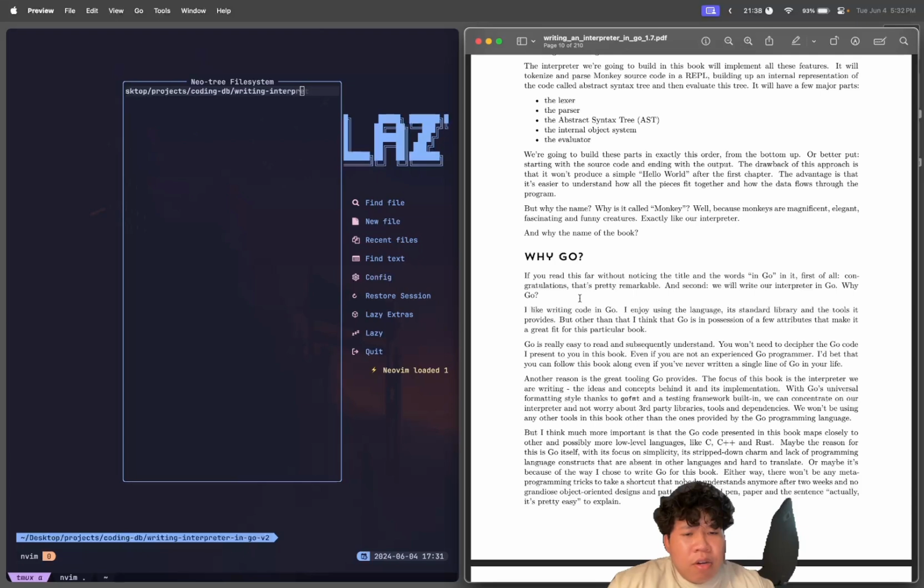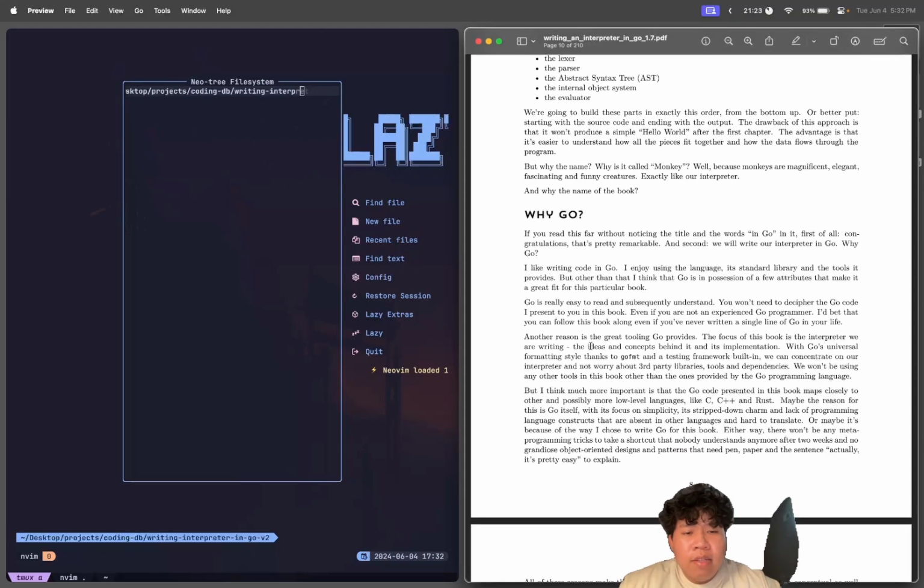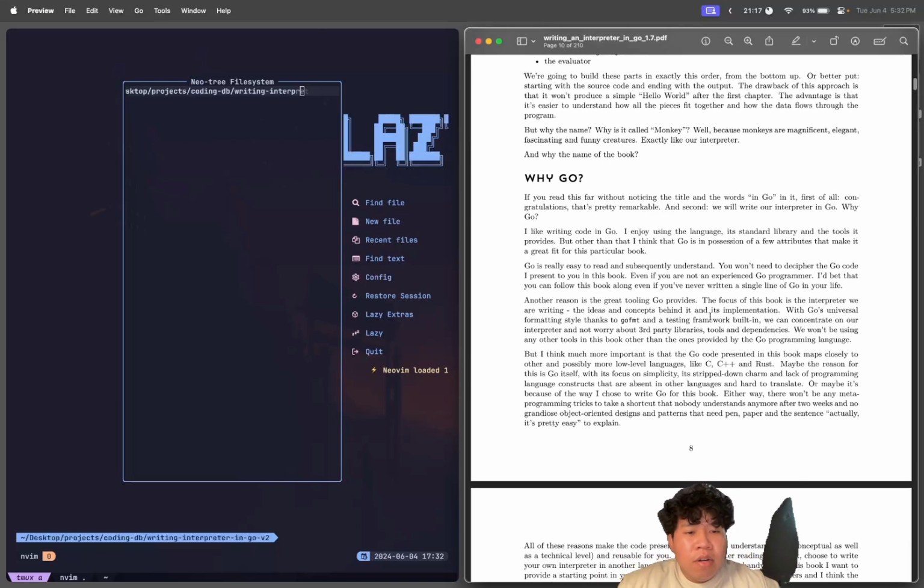I like writing code in Go. I enjoy using the language and the standard library and tools it provides, but other than that, I think that Go is in possession of a few attributes that make it a great fit for this particular book. Go is really easy, and subsequently easy to read and to understand. You won't need to decipher the Go code I present to you in this book. Even if you are not an experienced Go programmer, I'll bet you can follow this book along even if you've never written a single line of Go in your life.